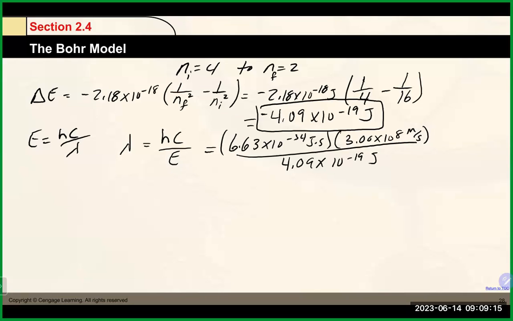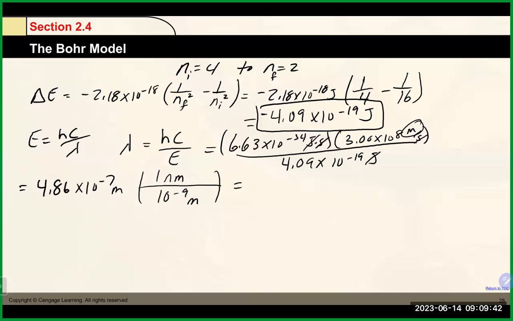That's going to give us 3 times 10 to the 8 divided by 4.09 times 10 to the minus 19. That will get us 4.86 times 10 to the minus 7. Units here, seconds will cancel, joules will cancel, meters is what's left over. Once again, we'll do our conversion into nanometers. 10 to the minus 9 meters is a nanometer. And that's going to get us 486 nanometers.